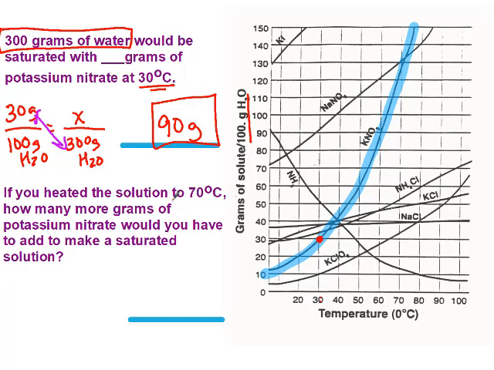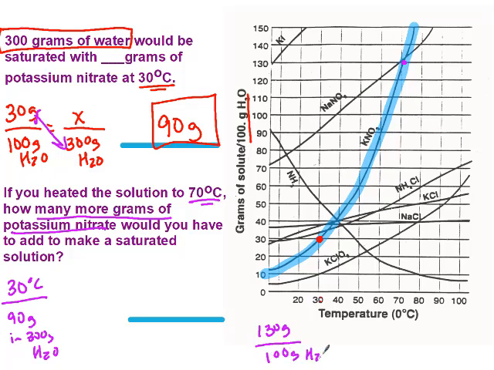Here we still have that 300 grams of water, but now we've heated it to 70 degrees. So how many more grams of potassium nitrate would it take to make it saturated? So at 30 degrees, we have 90 grams in 300 grams of water. At 70 degrees, we have about 130 for every 100 grams of water.